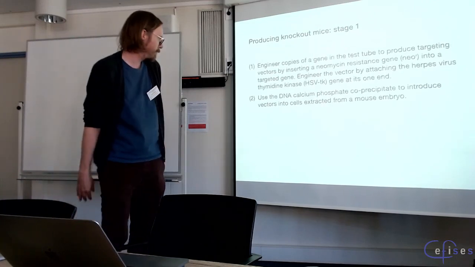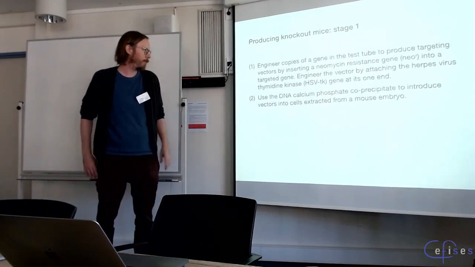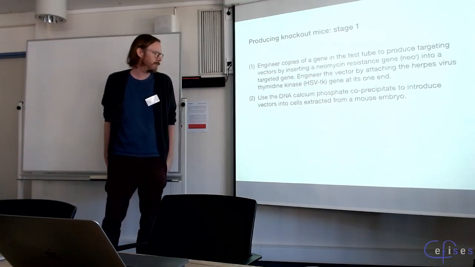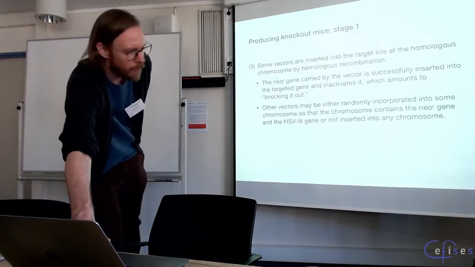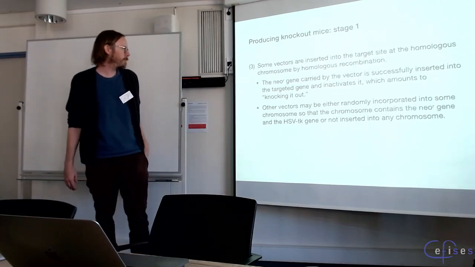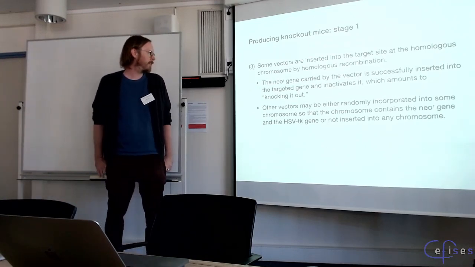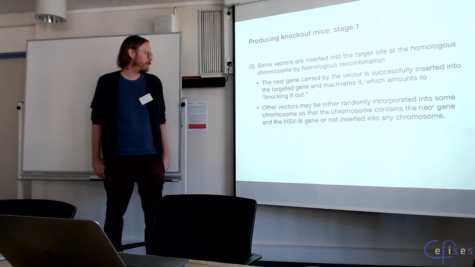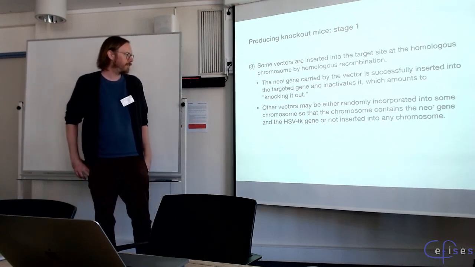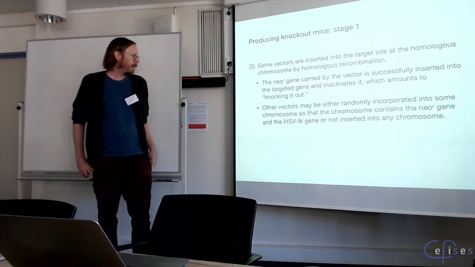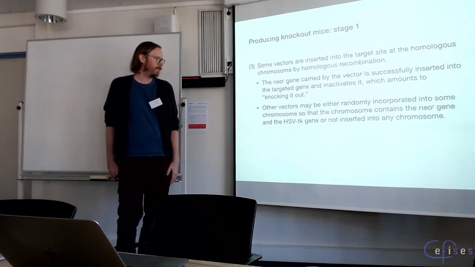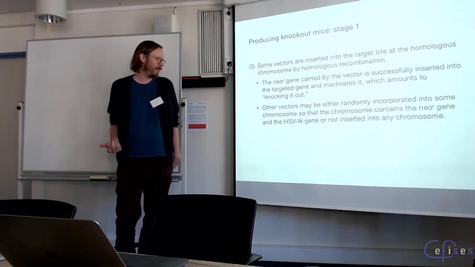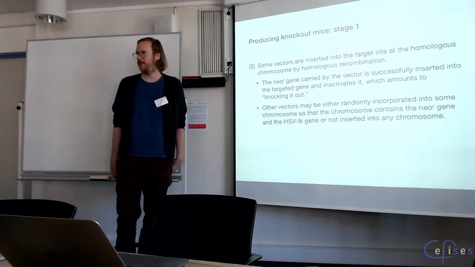So then you use DNA calcium phosphate co-precipitate to introduce vectors into cells extracted from a mouse embryo. Some vectors are inserted into the target site at the homologous chromosome by homologous recombination. The NeoR gene carried by the vector is successfully inserted into the target gene and inactivates it, which amounts to knocking it out. Other vectors may be either randomly incorporated into some chromosomes so that the chromosomes contain the NeoR gene and the HSV-TK gene, or not inserted into any chromosomes.